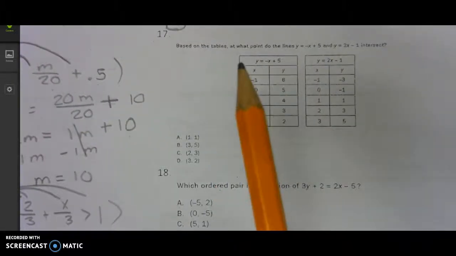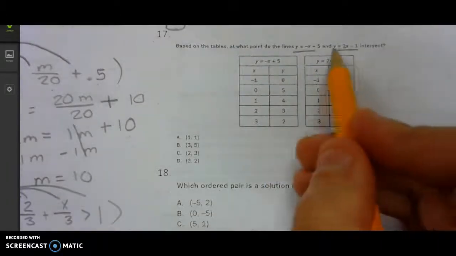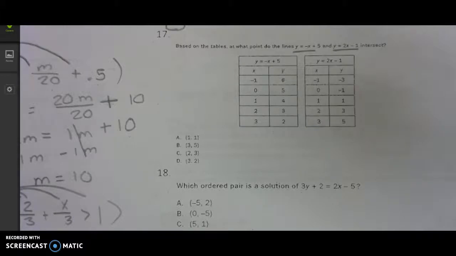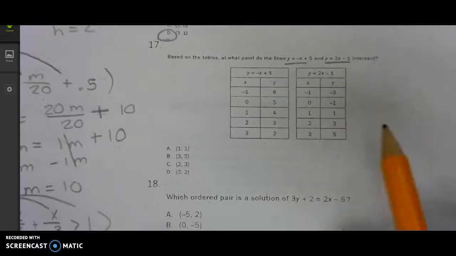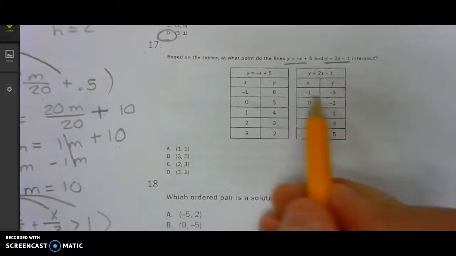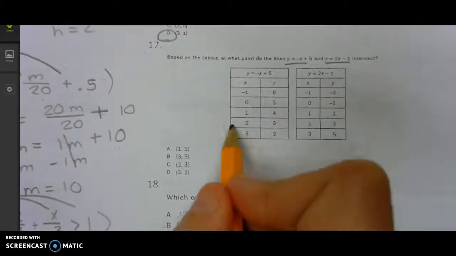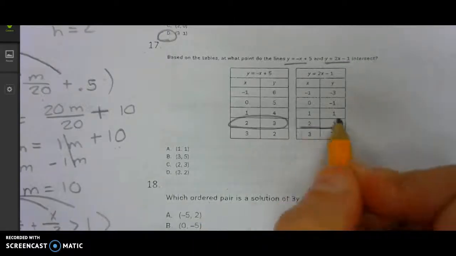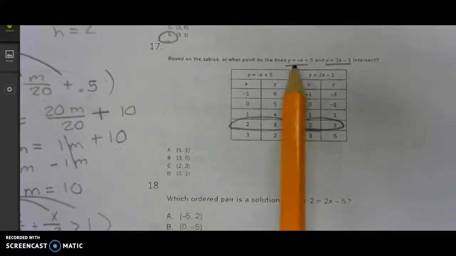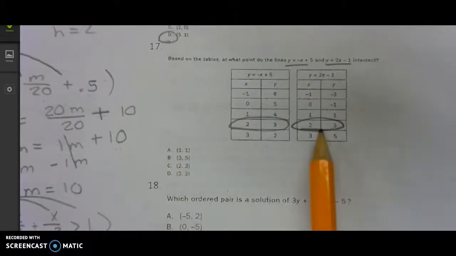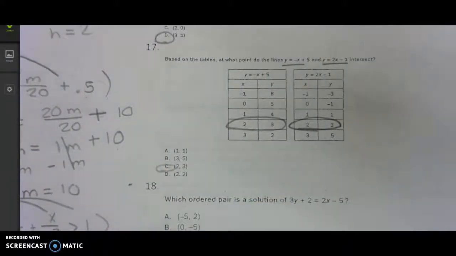17, based on the table, at what point do the lines intersect? So this line and this line intersect. That just means where do they have the same points, again just like this one, except now we've got a table. So I'm looking for where my x and y are the same on both. So (-1, 6), (-1, -3), not the same thing. I'm going to go all the way down. This is (2, 3). This is (2, 3). So that's going to make this the answer to number 17, since we're looking for where both x and y are the same. So all I've got to do is come over here and find (2, 3), which is C.